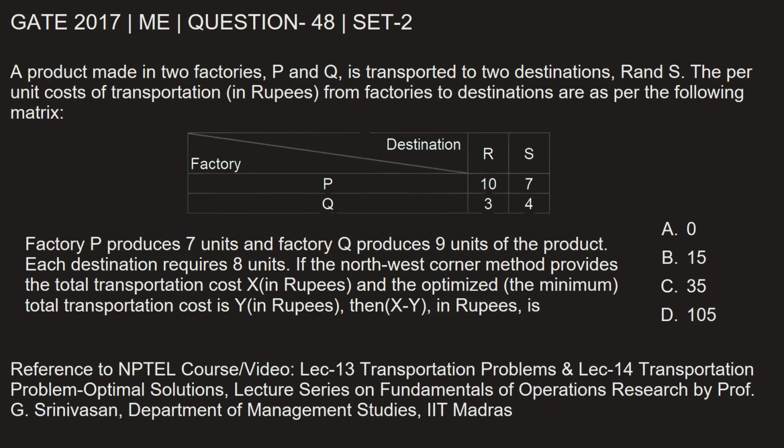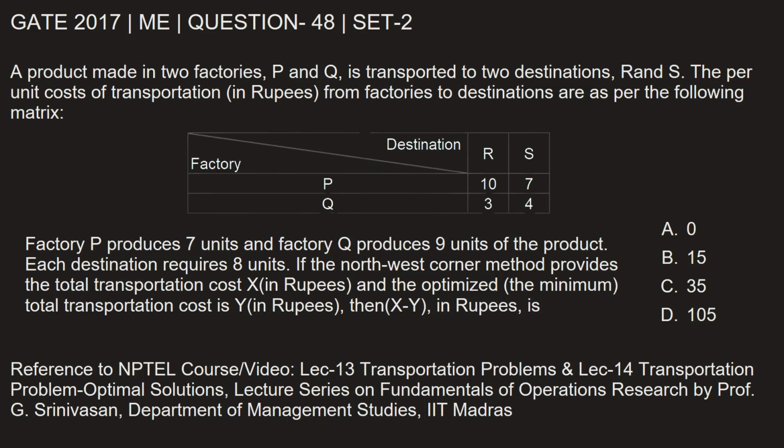This question is from GATE 2017 Mechanical Engineering paper, set 2, question number 48. A product made in two factories P and Q is transported to two destinations R and S. The per unit cost of transportation in rupees from factories to destinations are as per the following matrix.